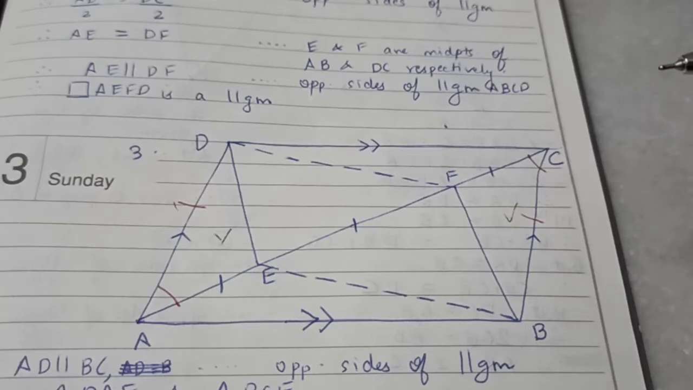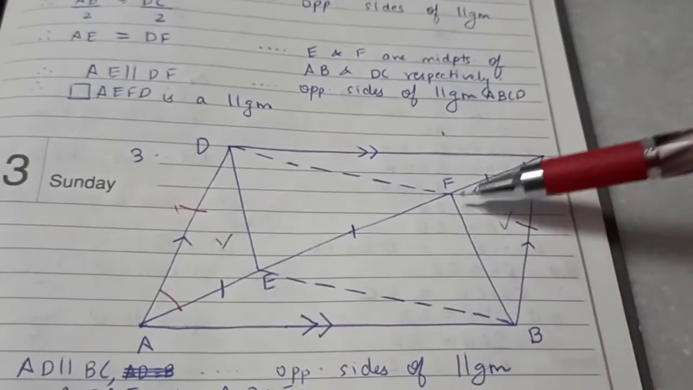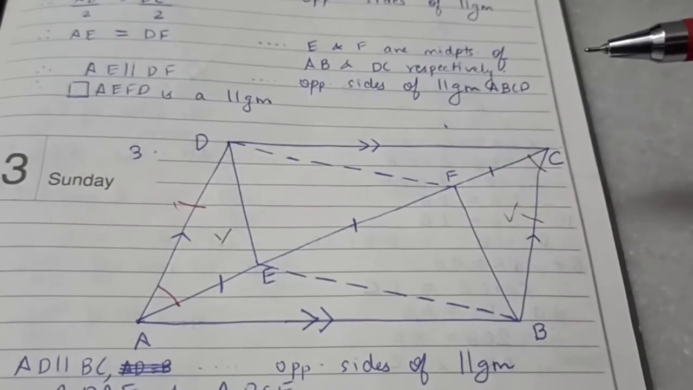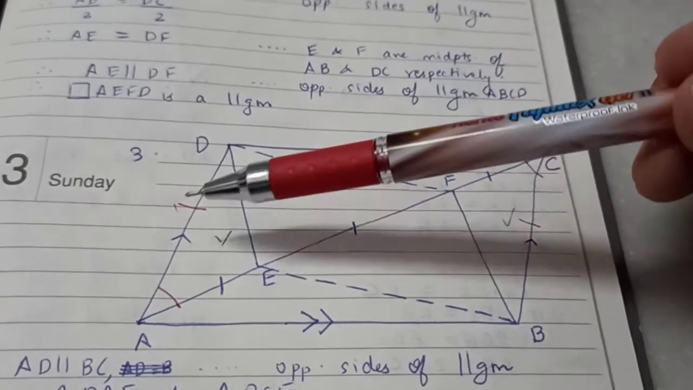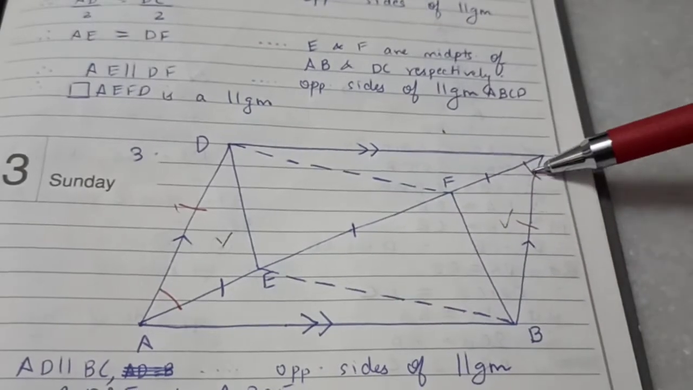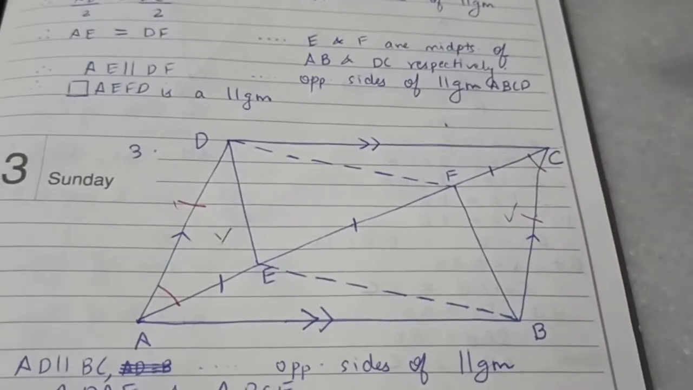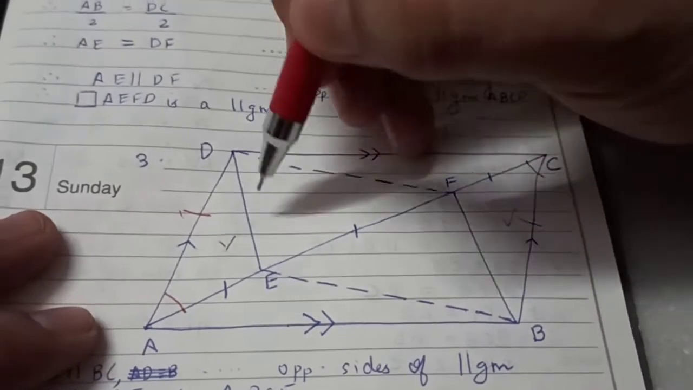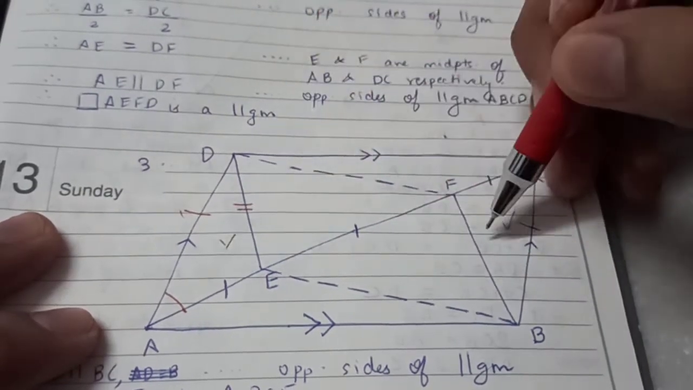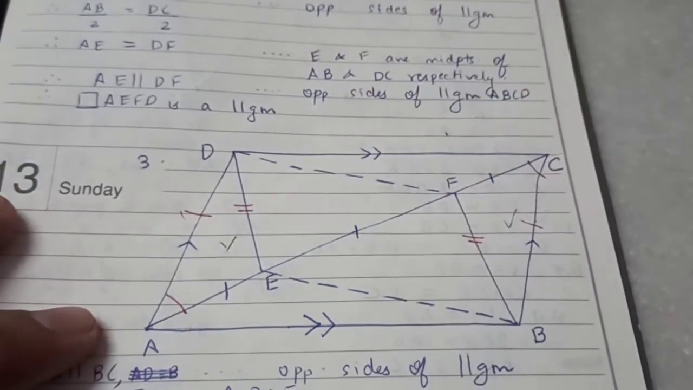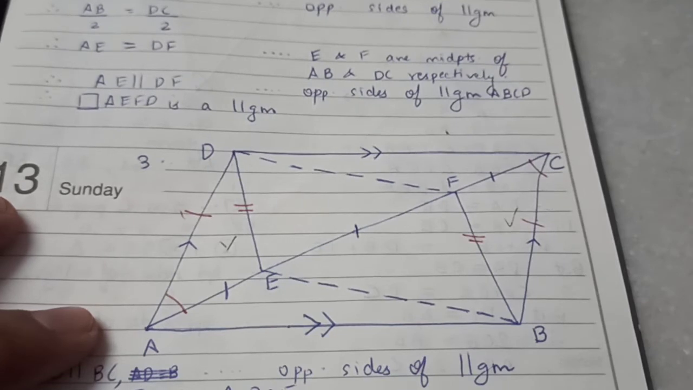So I need one more thing for congruency. Well, it's given that AE is equal to FC. So which test is this? SAS test of congruency. So this means that DE is congruent to FB by CPCT. So that's Roman number 2. Now let's go for Roman number 1.